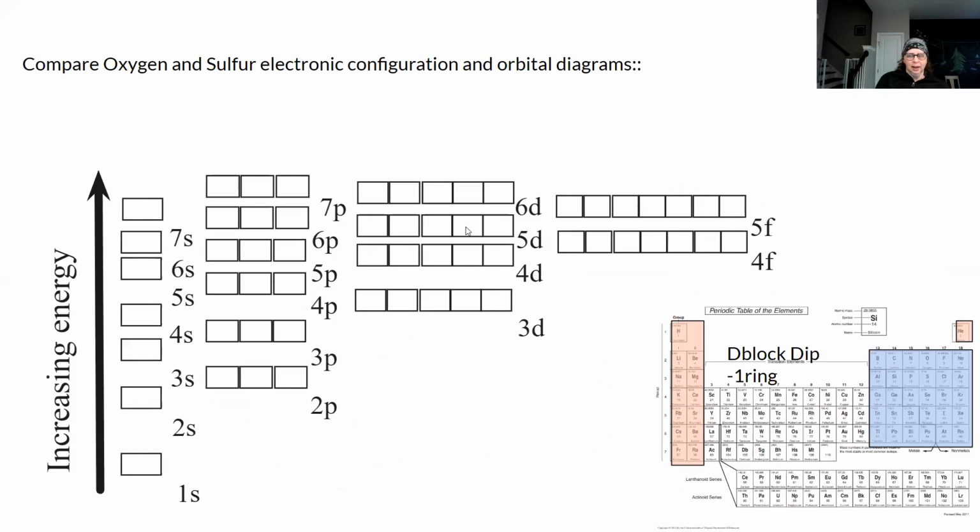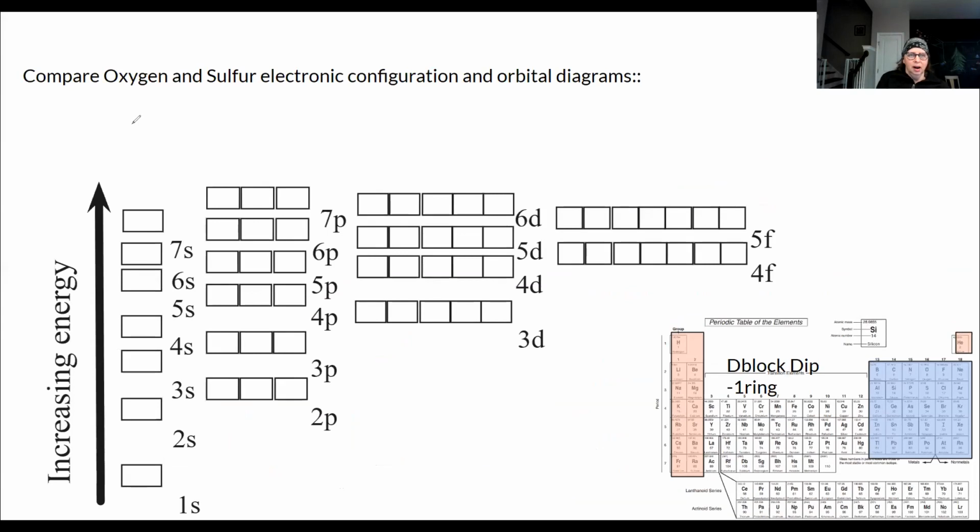How about if I have to compare oxygen and sulfur? Oxygen right here, sulfur right there. I'm noticing something. They are in the same group. They are in group 16, so we automatically know they're going to share similar properties. So let's go write that out to confirm.